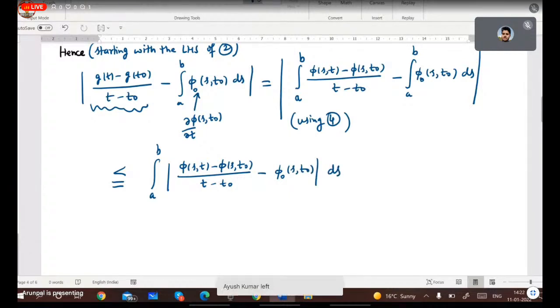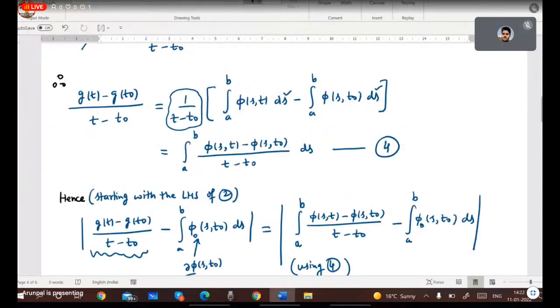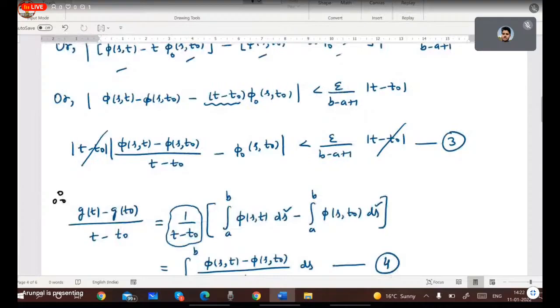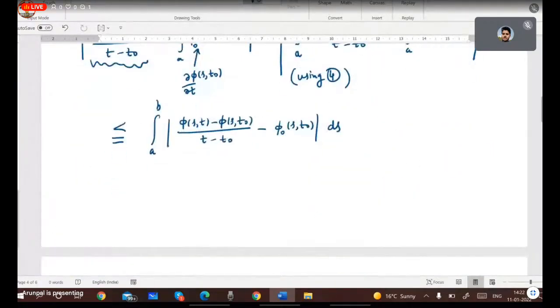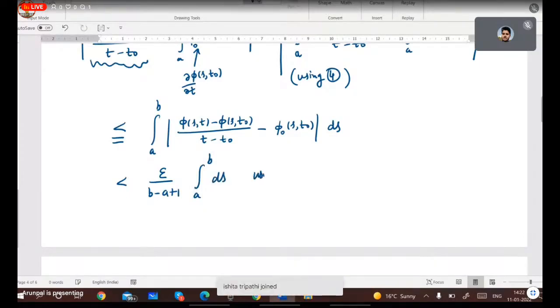Is this okay, class? And now, if we use 3, you can see that this difference is less than this number for all those t for which modulus of t minus t naught is less than delta. Is this okay, class? So using 3, this is less than epsilon upon b minus a plus 1. So I can take it outside the integral sign, integral a to b ds, using 3. Is this okay, class?